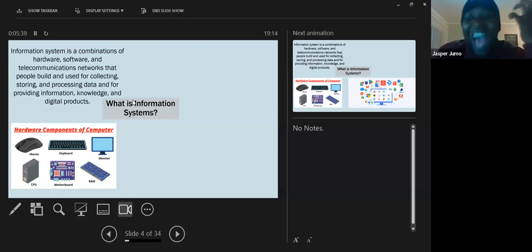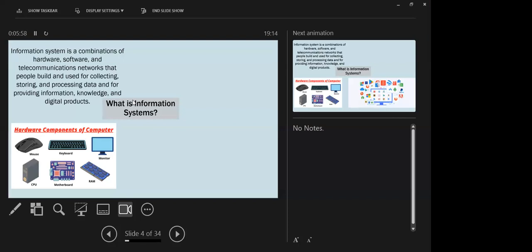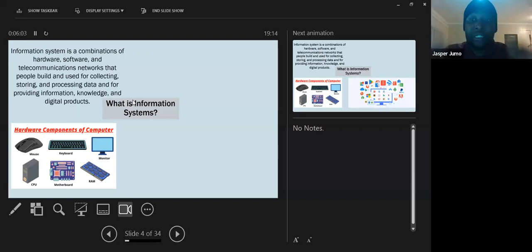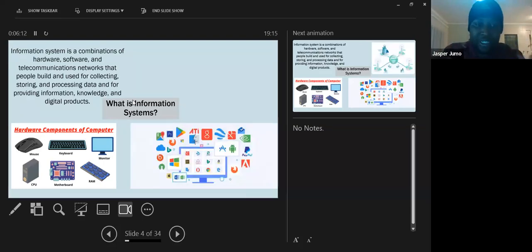So when I'm talking about hardware components of an information system, think about your computer, right? The hardware of a computer, talking about a mouse, things that you see, things that you can touch. So your keyboard, your monitor, your laptop, your CPU, your motherboard, the chips, anything on a computer that you can see or touch, that is a hardware component of a computer. So it's part of an information system. It's very, very important, right?